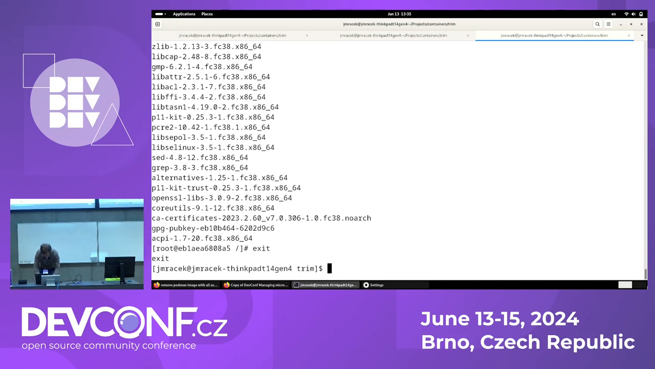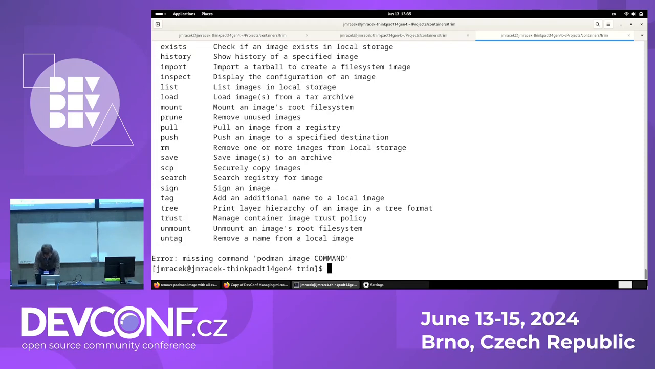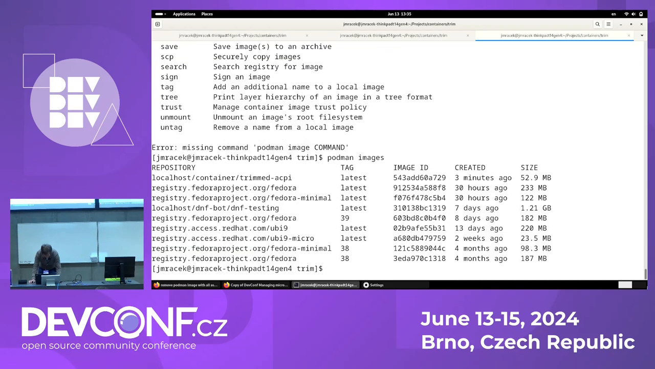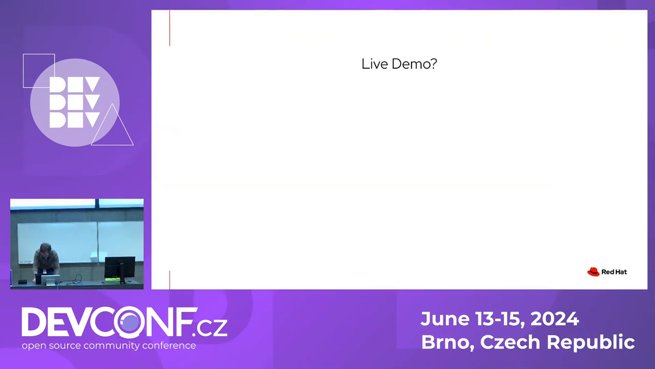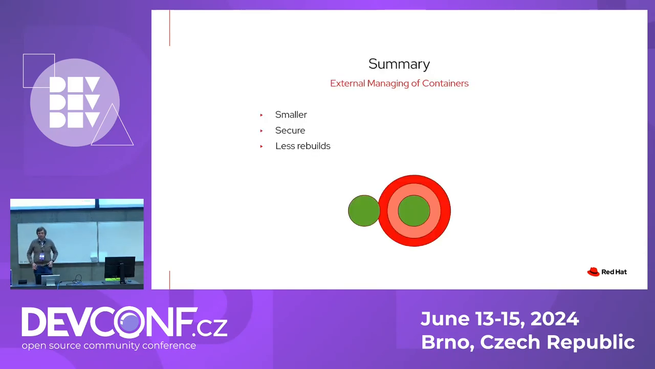What does it mean? Let's look for the images. Okay, the original size of the container was 187. We installed the software, and we end up with a container that has only 52 megabytes. Well, then we can jump to the summary.